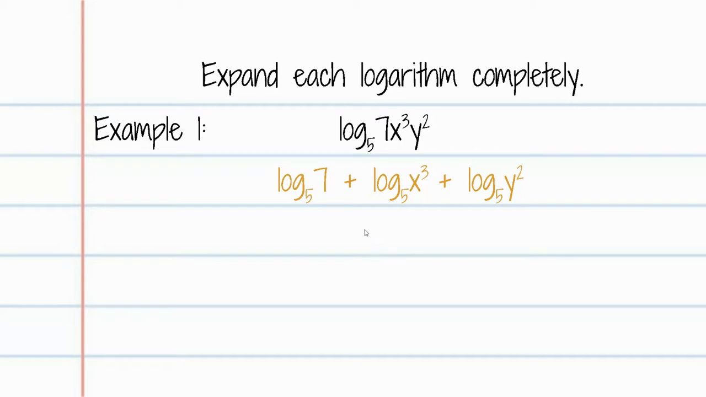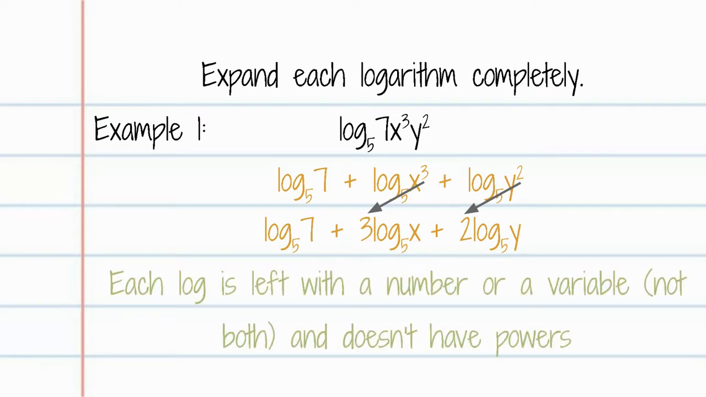Okay, so last lesson, we multiplied these two and made it one log like that. Now we're just doing the opposite direction and taking it apart instead of putting it together. Then both of these powers that the x and the y have, those are going to go out front. That's pretty much it. That's the answer right there. Because you'll notice that each log has either a number or a variable, not both, and the powers have already been put out front.